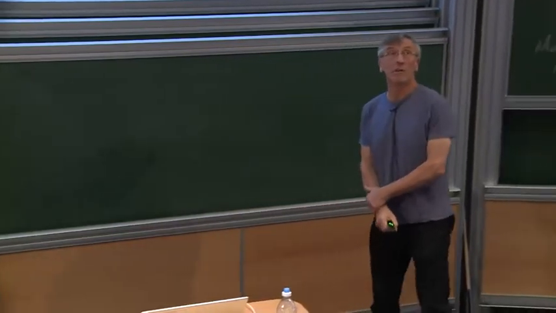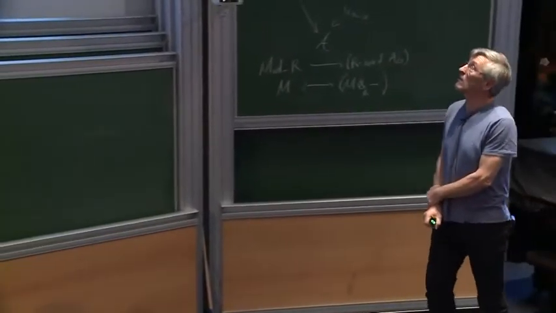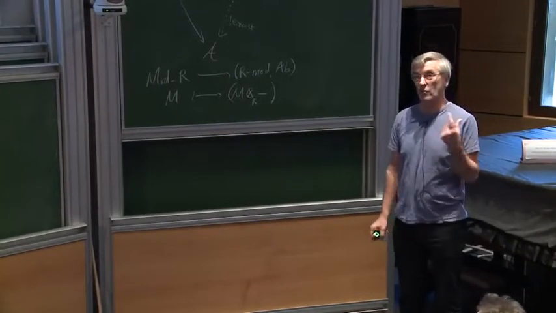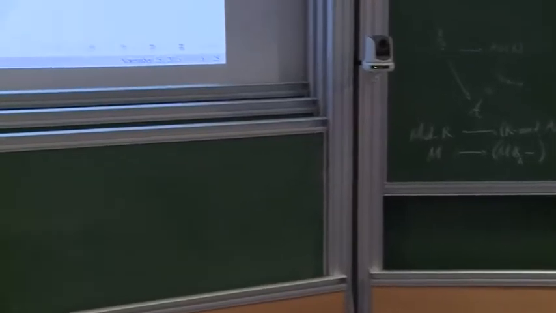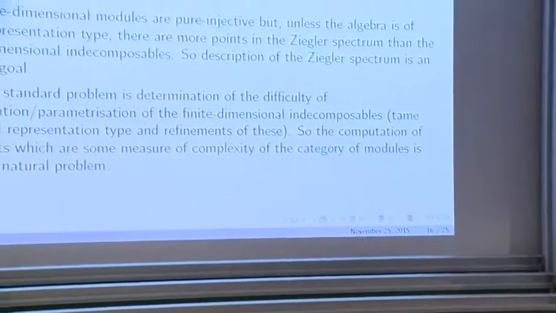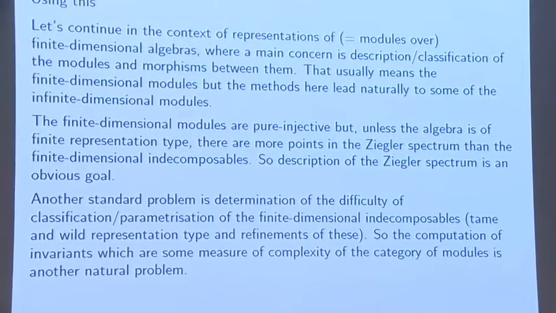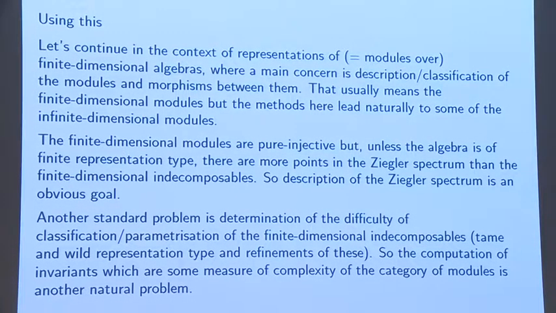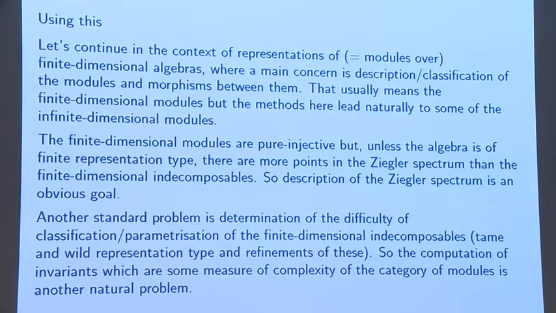Okay, so using this in some particular contexts, let's take the representations of finite dimensional algebras, by which I mean just an algebra over a field, which as a vector space is finite dimensional. And in fact, all the comments will work for Artin algebras, which are algebras whose center is an Artinian ring and which are finitely generated as modules over the center.